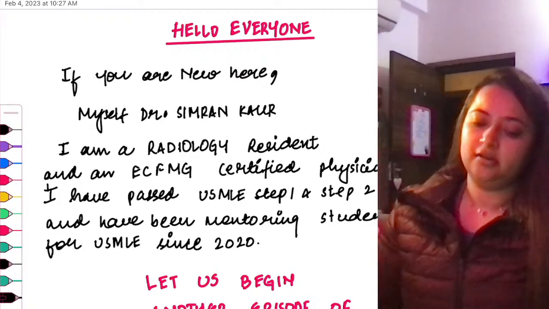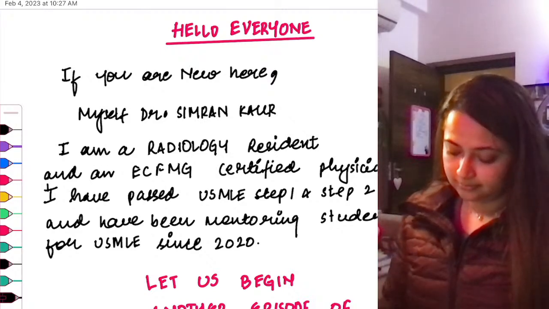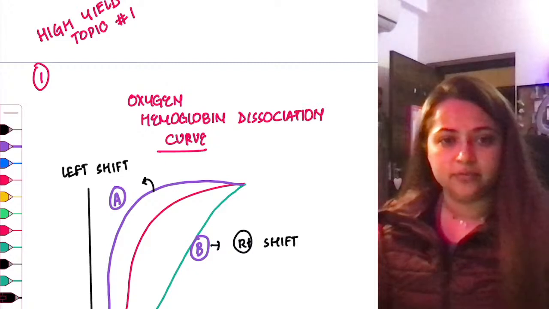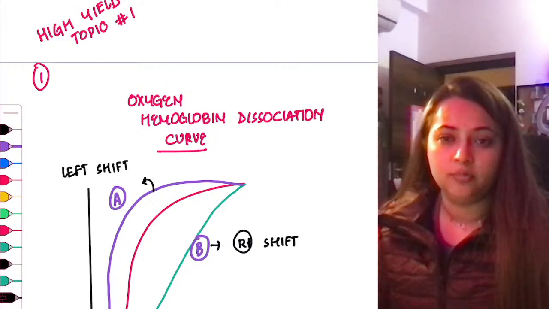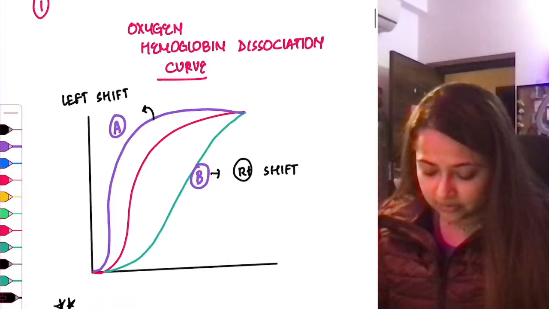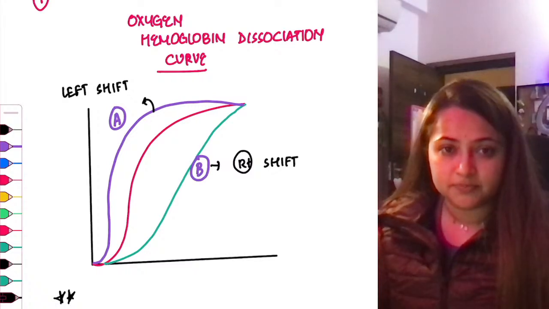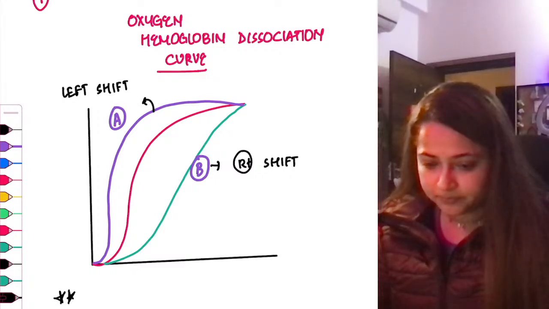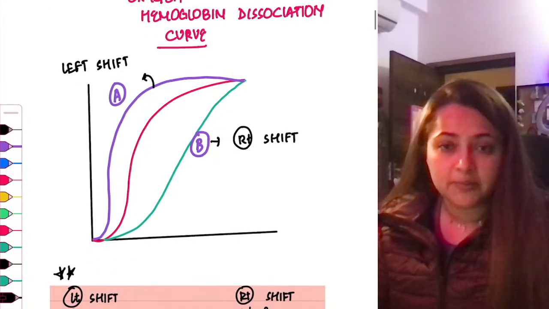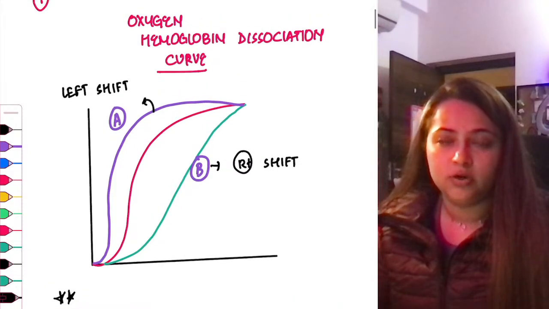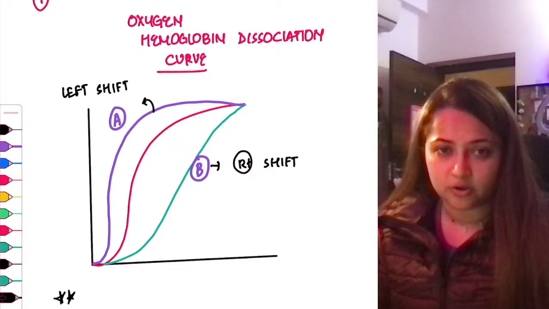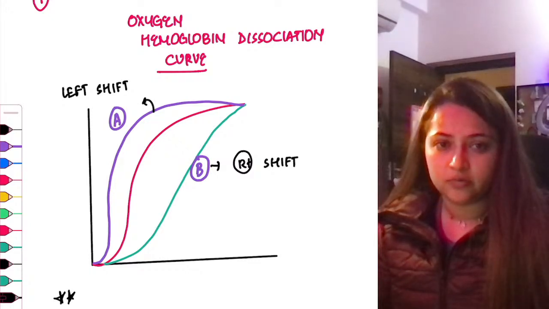All right, so let us begin the class. Number one high yield topic for today is the oxygen hemoglobin dissociation curve. This is a very high yield topic for any exam, be it university exams, INICET, NEET PG, USMLE. When you talk about this curve, what are the main things you have to remember? We won't be wasting time at all, we would be only focusing on what's important.